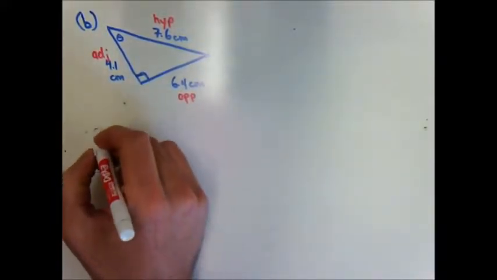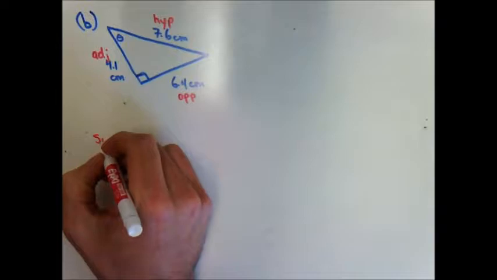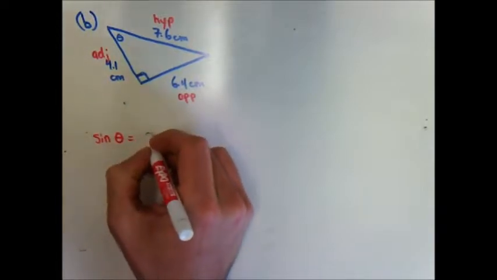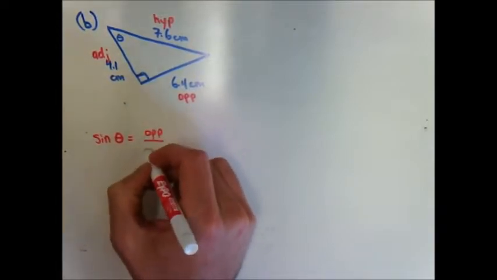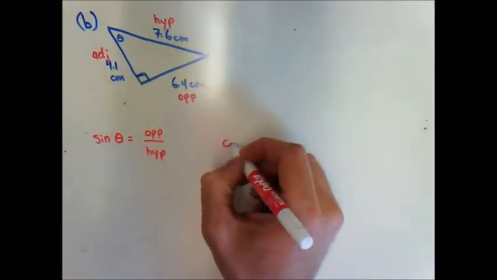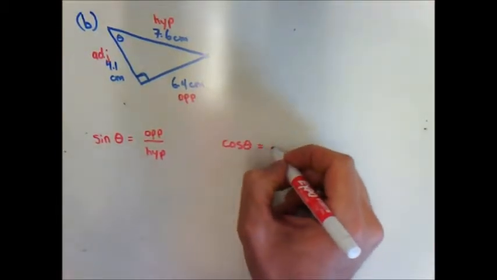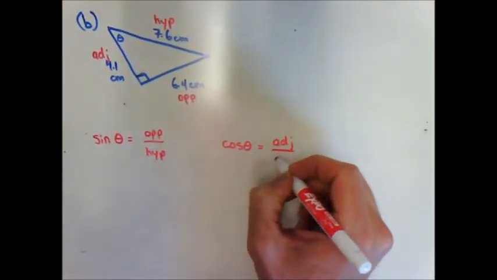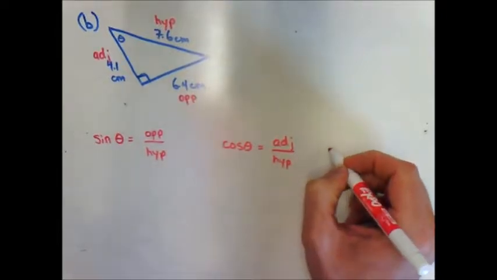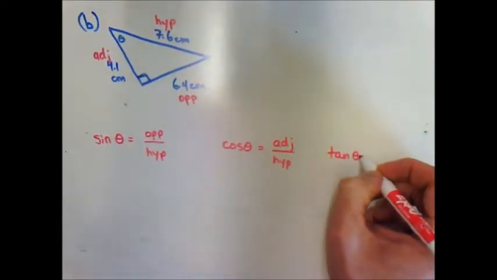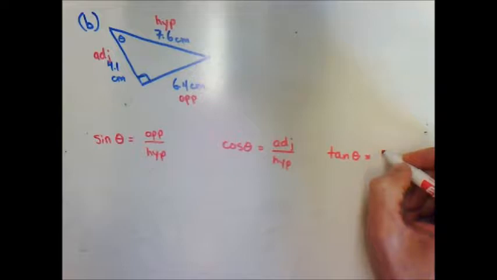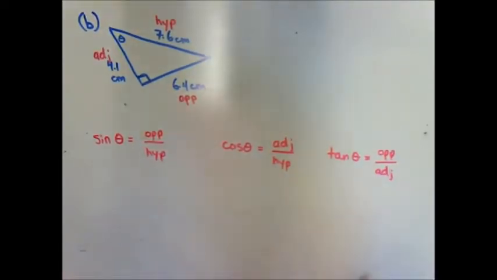And let's jump into our primary trigonometric ratios. Sine of theta is op over hyp. Cosine of theta is adjacent over hyp. And tangent of theta is equal to opposite over adjacent.